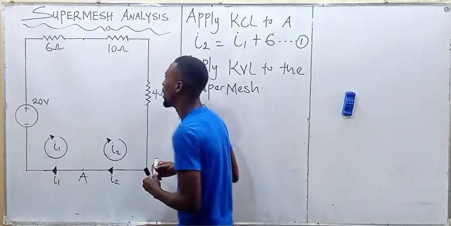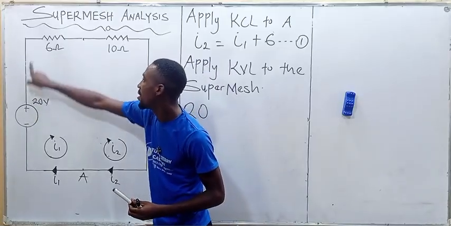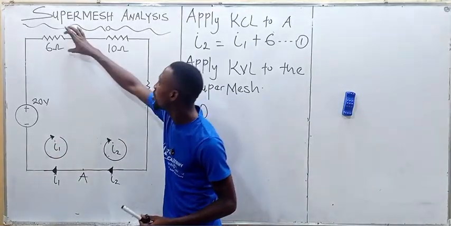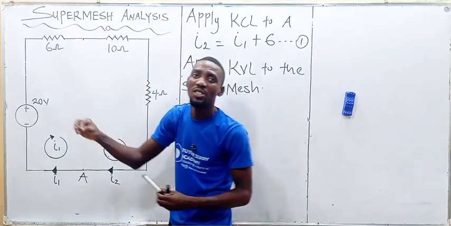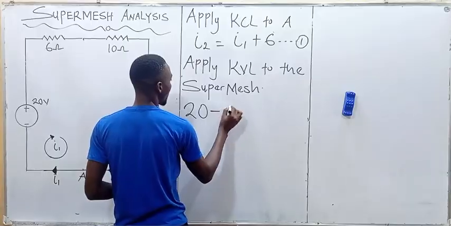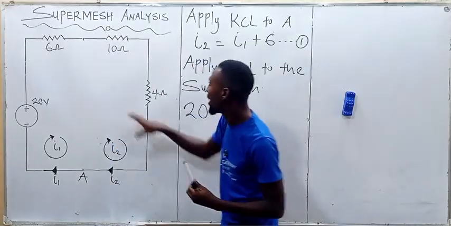All right. Now we are still in mesh 1. The current flowing in this branch is going in this direction, and we are also going in the same direction as the current. So it shows that the voltage drop across this resistor is going to be taken as what? Negative. So it's going to be minus what? Minus 6I1.